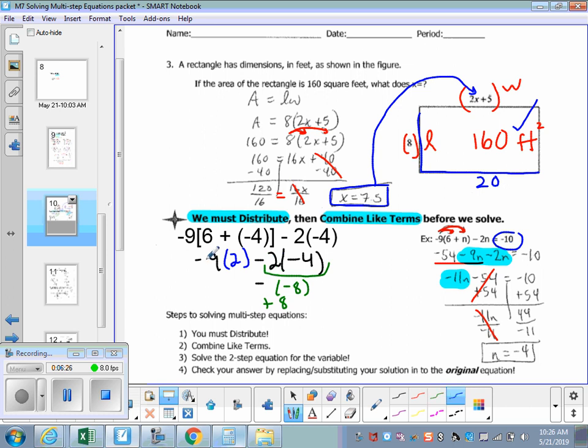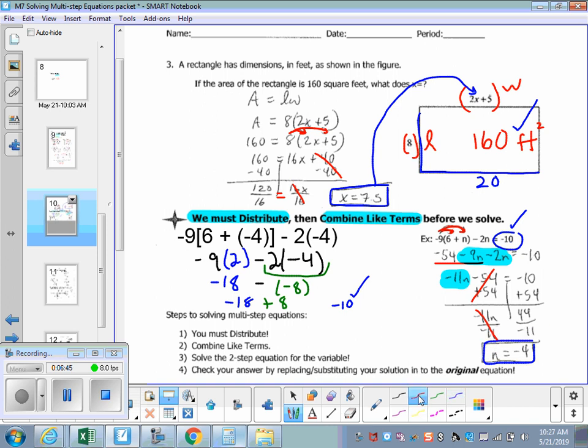Now this front part, negative 9 times 2, is a negative 18. So our negative 18 plus 8 is a negative 10, and that's exactly what we were hoping. So we know our answer for n being a negative 4 is correct.